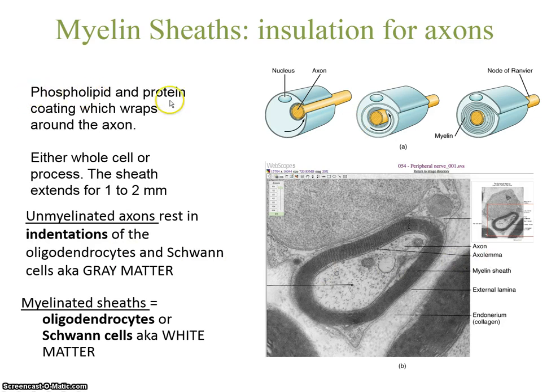So myelin is a phospholipid protein coating that wraps around the axon. It's either a whole cell or a process: a whole cell if it's Schwann cells, a process if it's the oligodendrocytes. It extends for only 1 or 2 millimeters, a very, very short distance. Unmyelinated axons rest in indentations of the oligodendrocytes and Schwann cells, and there's not much myelin, this fatty substance, so this is gray matter. Myelinated sheaths, like you see here, is known as white matter.